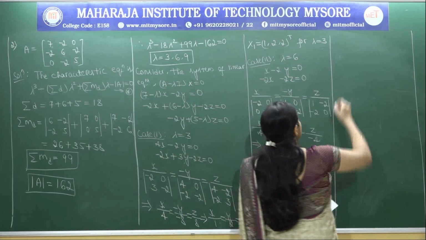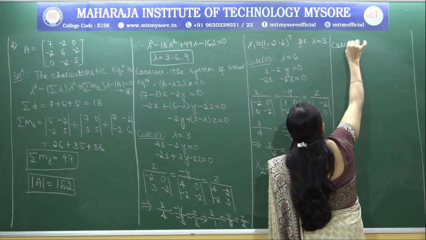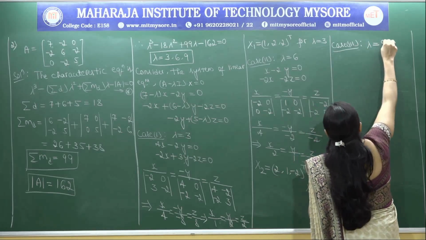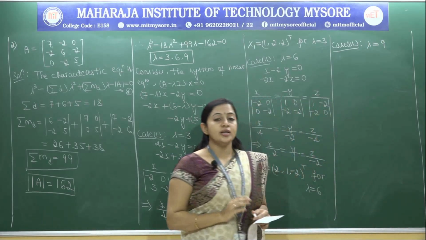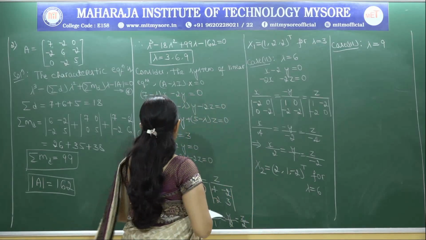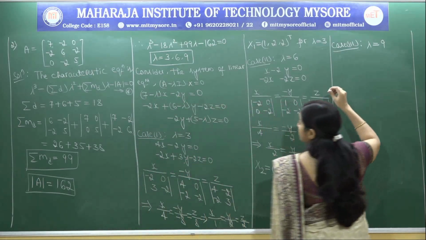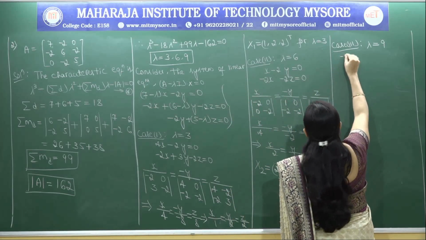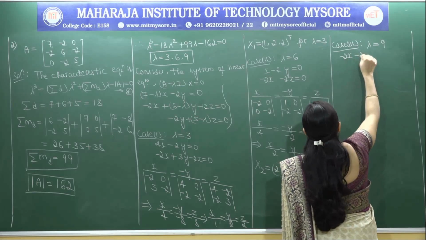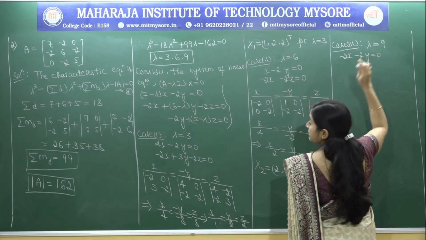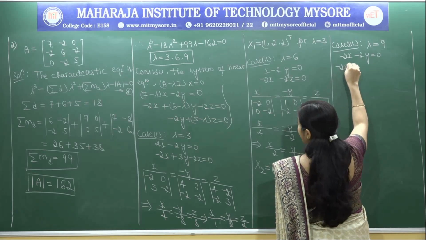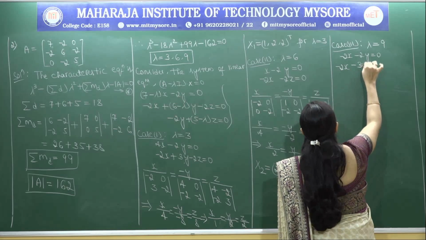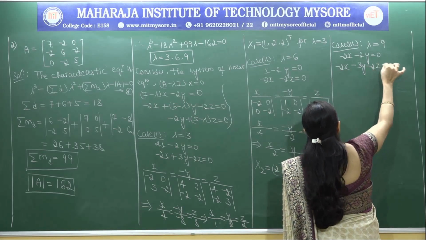Similarly, case 3, for lambda equals 9. I substitute lambda equals 9 into the first and second equation. So you'll get the first one, minus 2x minus 2y equals 0. The second one, minus 2x, 6 minus 9, you will get minus 3y minus 2z equals 0.